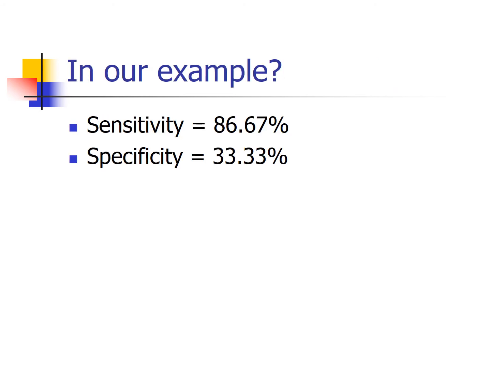So again, go back to those tables, but we should be able to verify, and if we can't, we should let me know that for that table, the sensitivity is 86.67%, the specificity is 33.33%. So we have pretty good sensitivity, maybe not so good specificity. It's good at telling you when people are in the group. It's not so good at telling you when people are not in the group.